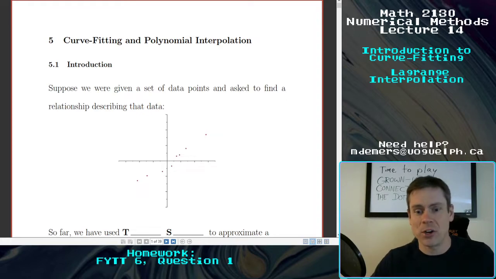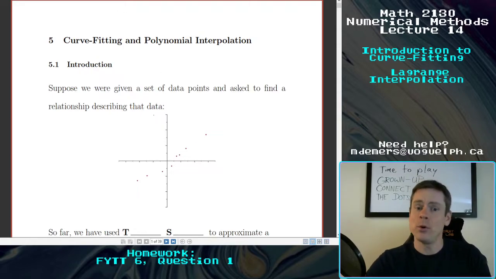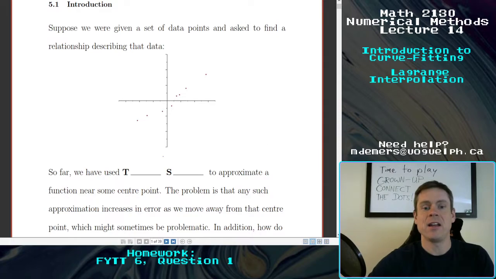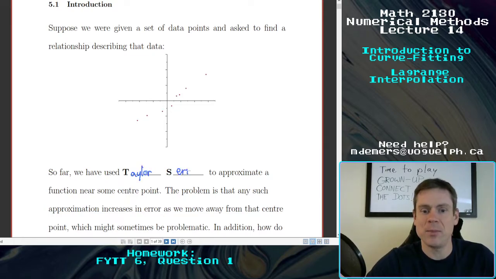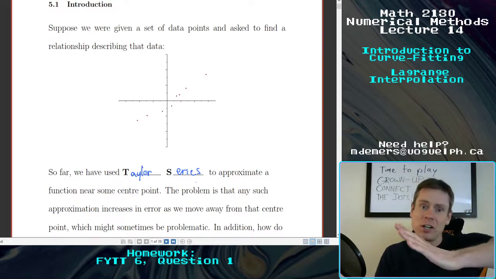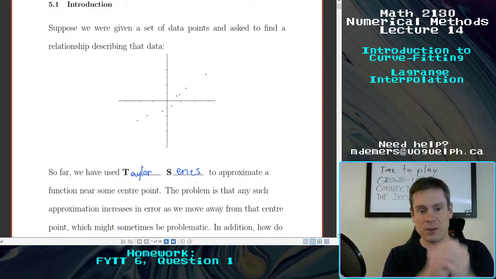So we are talking about curve fitting and what's called polynomial interpolation. Let's go through the notes together. Suppose we were given a set of data points and asked to find a relationship describing that data. Here you can see just a whole bunch of points, and there might be lots of different ways to do that. Right now, we've really only started with the idea of Taylor series as an approximating method. If you have a curve, then you might be able to approximate that curve using a Taylor series.